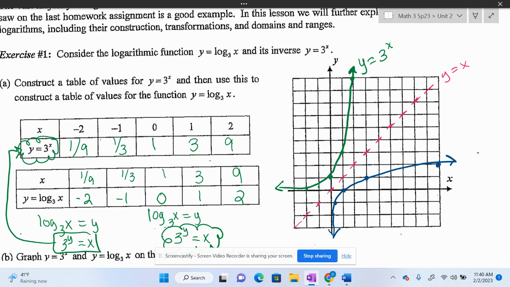So do you see how those graphs are inverses of each other? They are reflections over the line y equals x.